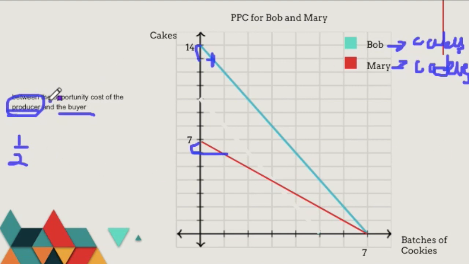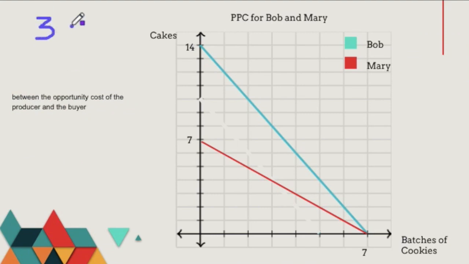And then we look at the opportunity cost of the buyer. Mary is the buyer. Her opportunity cost for producing one more cake was one batch of cookies. So her opportunity cost is 1. That means any number between 1/2 and 1 is going to be beneficial for both sides. So, for example, let's say 3/4. If we say that one cake is going to cost 3/4 of a batch of cookies, then both sides will be happy. Now let's check our answer.